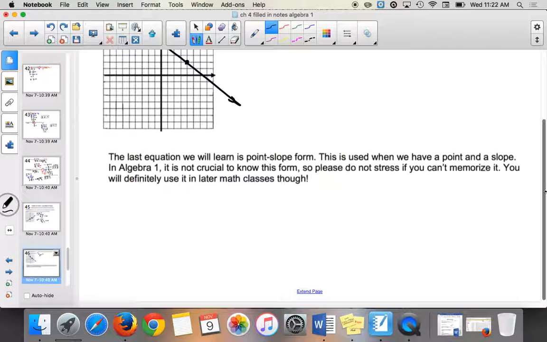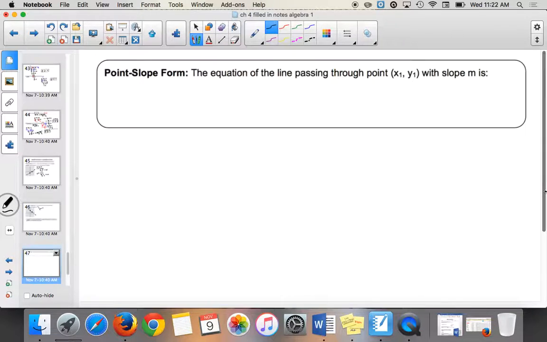So don't stress if you can't memorize it. You can always do y equals mx plus b. So here's what it looks like. It's y minus y1 equals m times x minus x1.